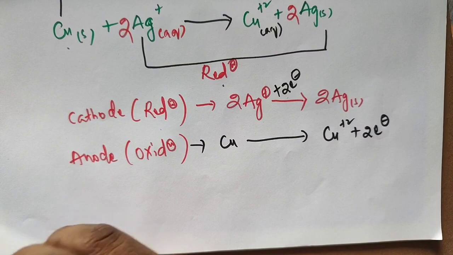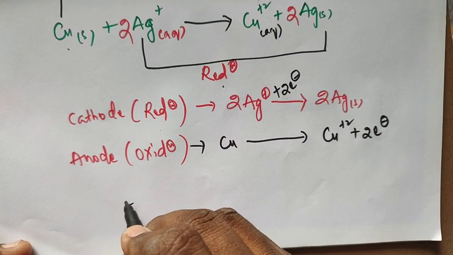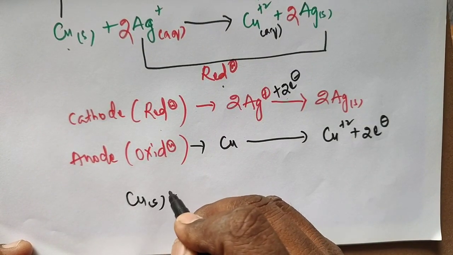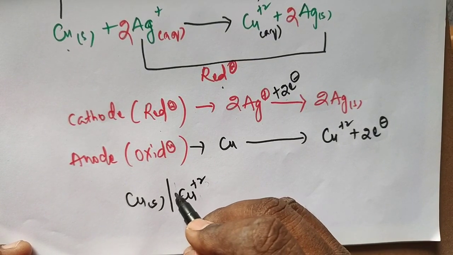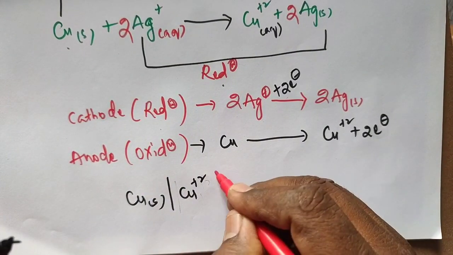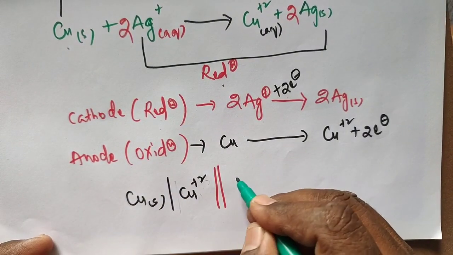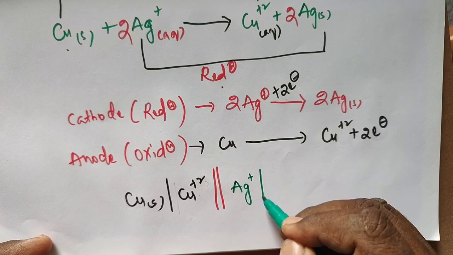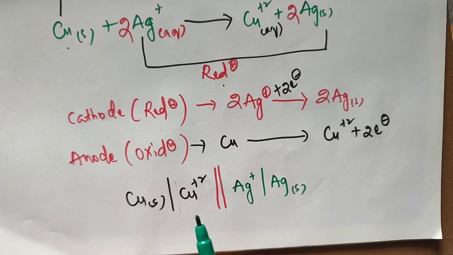We represent the total cell as a galvanic cell. First the anode, that is the first electrode, Cu solid, and Cu plus 2 electrolyte. What is the representation of these two lines? The salt bridge. And next the Ag plus electrolyte and Ag solid. So this is the galvanic cell representation.